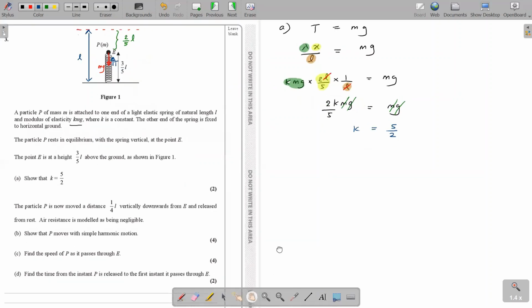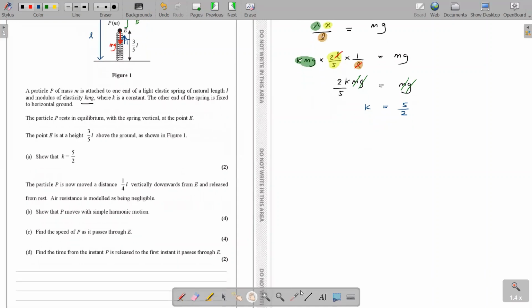K is 5/2. And then they say in the next part, part B, particle P is now moved a distance 1/4L vertically downwards from E. So from the equilibrium position E, they are moving it a further distance of 1/4L vertically downwards from E and releasing it from rest. Air resistance is modeled as being negligible. Show that P moves with SHM. Okay, so how does this work?